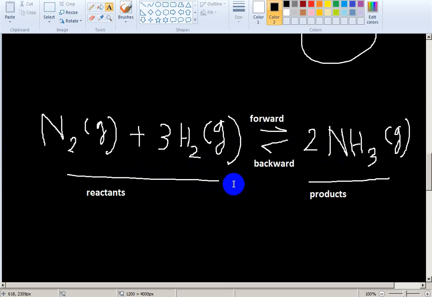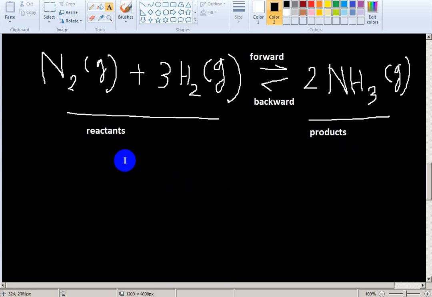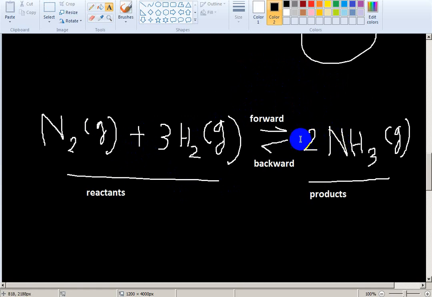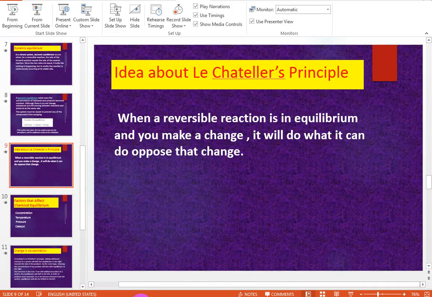This is the idea of Le Chatelier's principle. If the temperature is increased for this reaction, the reaction will move to the right, to the backward reaction, product to reactant form. So the reaction shifts automatically and opposes your change, preventing your change.